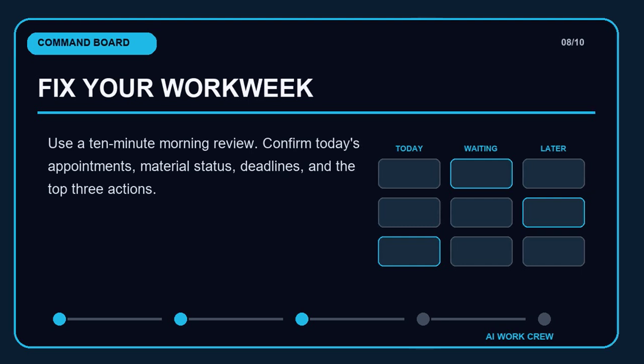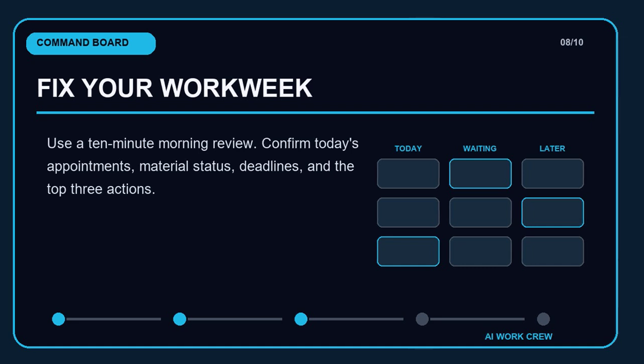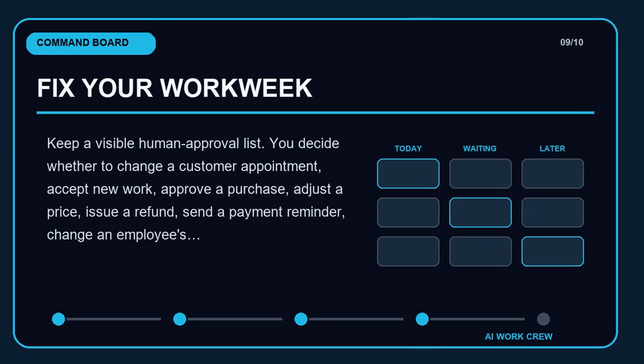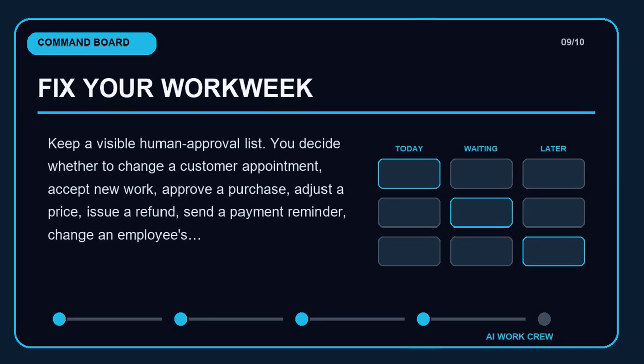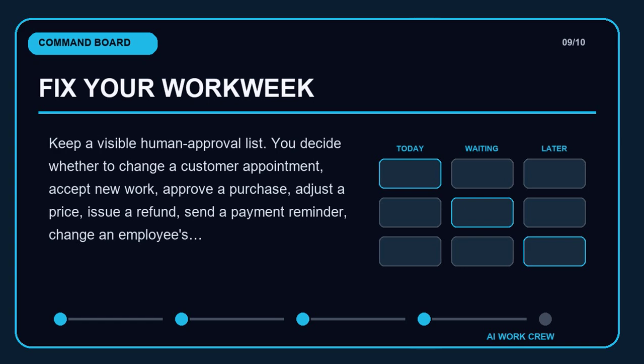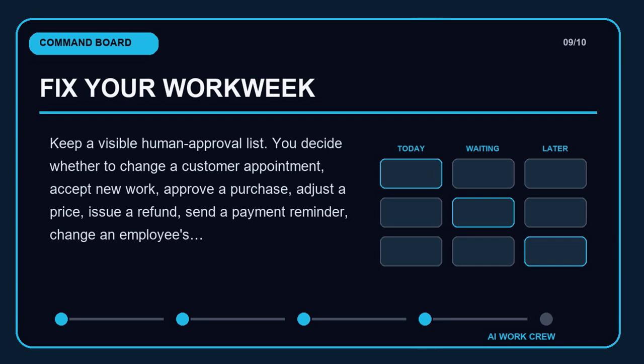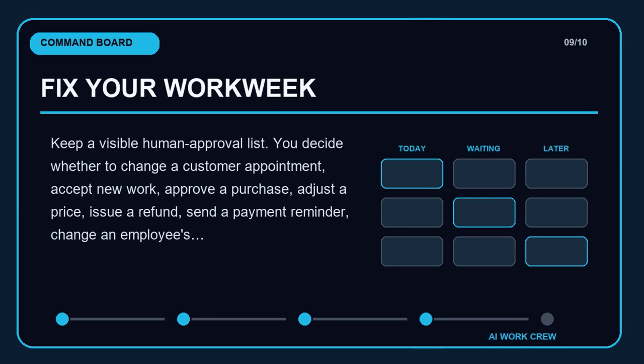At the end of the day, spend 5 minutes recording completed work, changed conditions, new commitments, and tasks that moved. Then update tomorrow's board. This small reset keeps Friday's plan from depending on notes you made Monday morning before the week changed. Keep a visible human approval list.